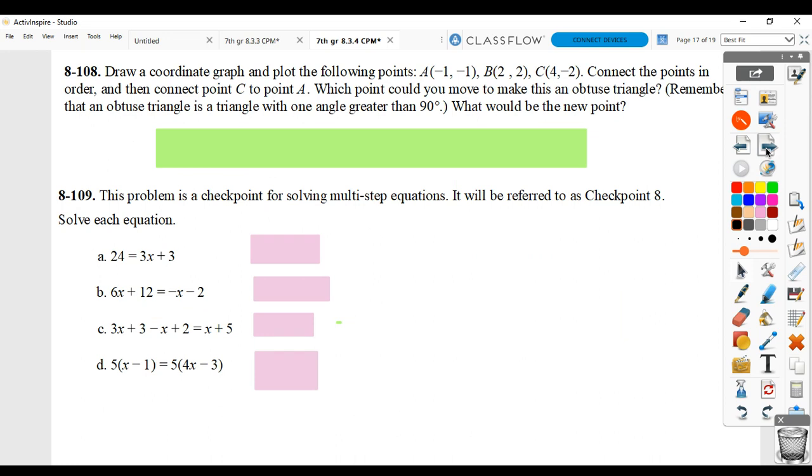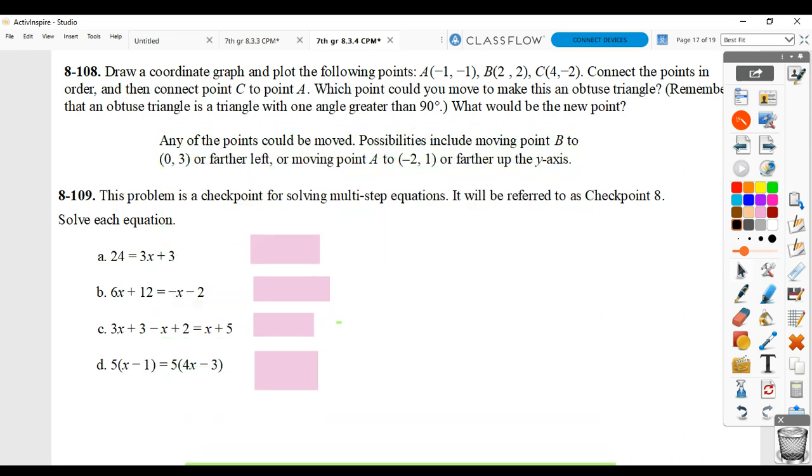For 8108, they want you to draw a coordinate graph and plot these points, connect them, and then what point could you move to make an obtuse triangle, meaning that one angle has to be greater than 90. So you're going to need to show the graph, and I will be checking for that. And then you should find that any of the points can be moved.